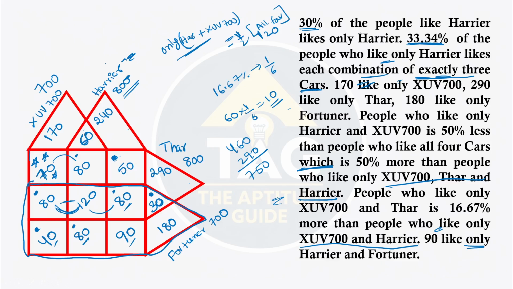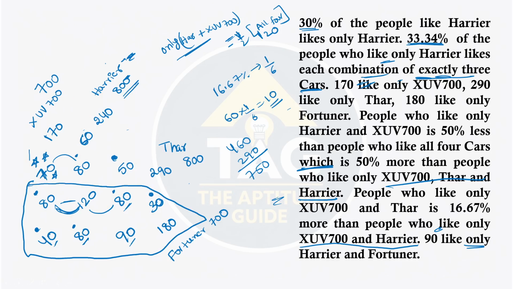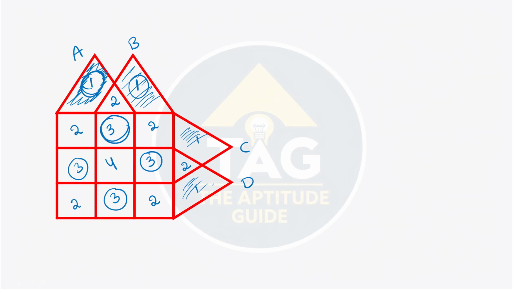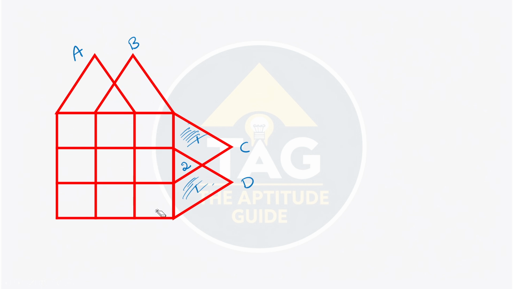And let's understand the difference between only A and B versus A and B. If you pick this diagram now, I'll tell you the difference between these two. What is the difference between only A and B versus A and B? Let's understand this now.